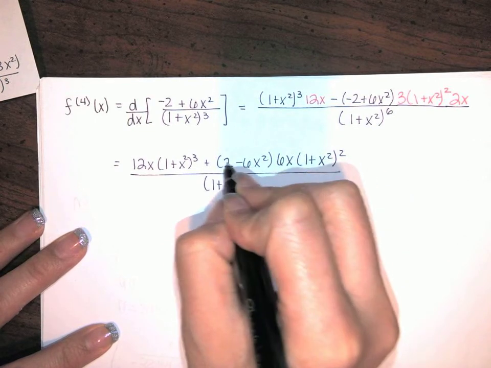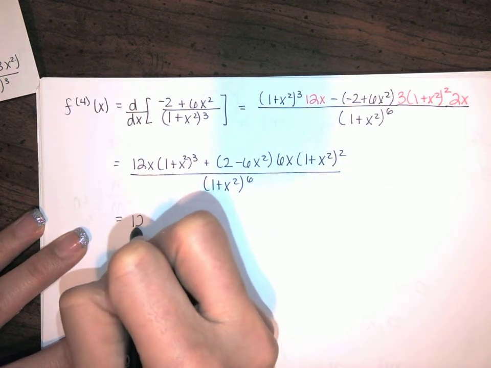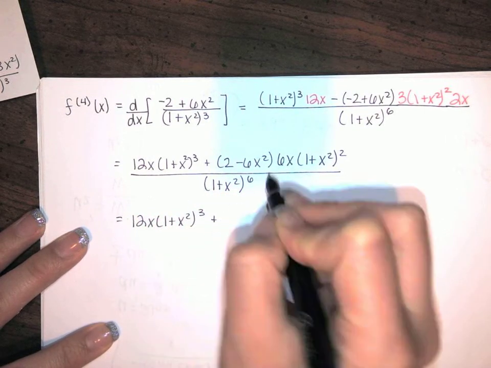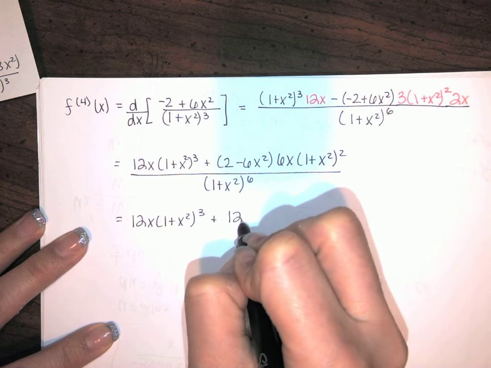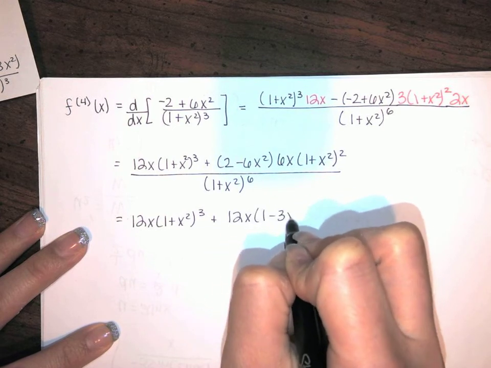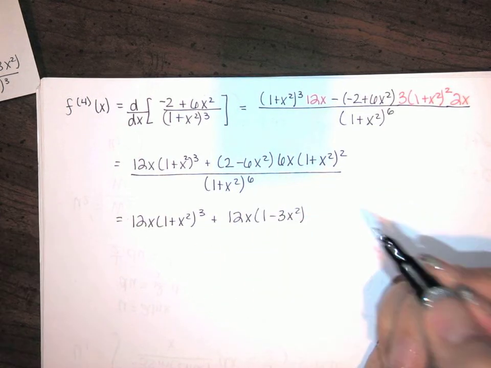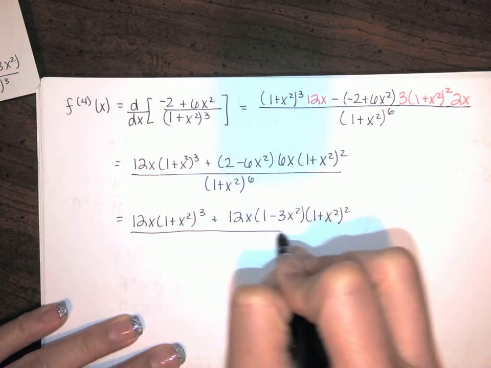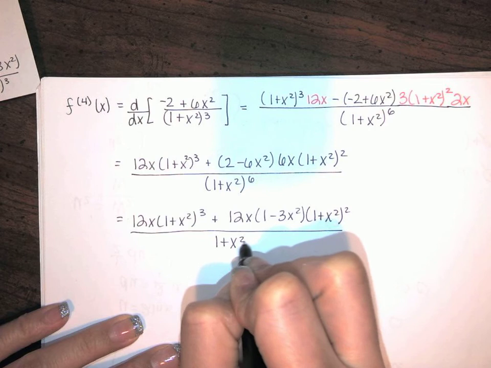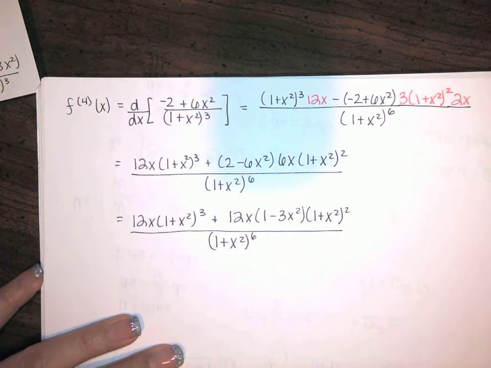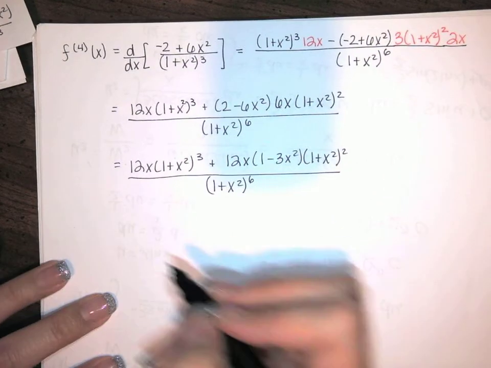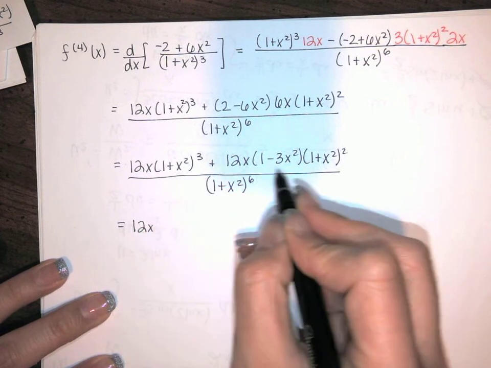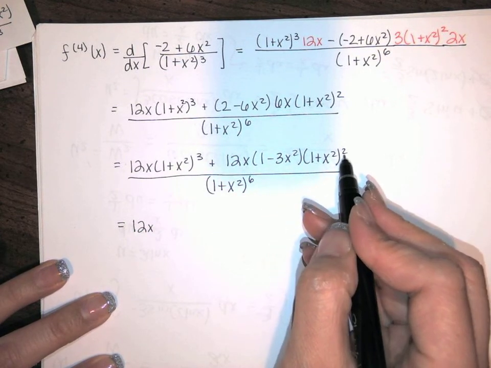And I could actually factor out a 2 from this as well. So 2 times that 6x will give me a 12x. And then I have a 1 minus 3x squared, times this. It's just algebra. It's a little tedious, but that's okay. These have a 12x in common, and they also have a 1 plus x squared quantity squared in common.